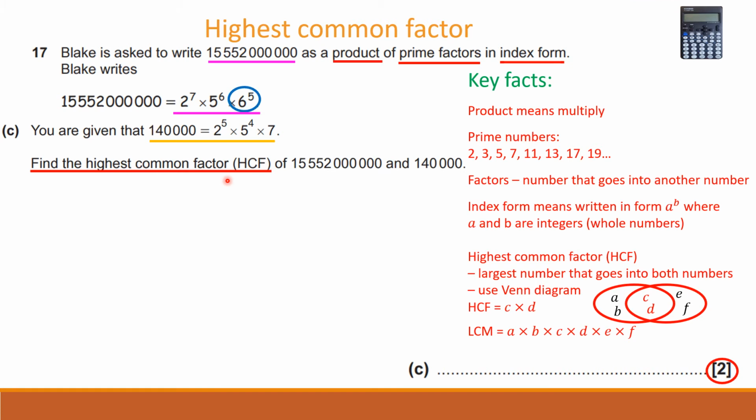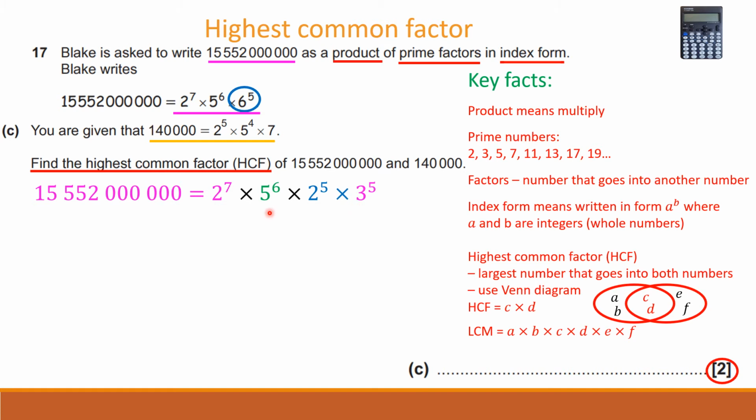So we're going to start off by looking at 6 to the power of 5. Now we know 6 is the same as 2 times 3, and we can put that in brackets, and both of those numbers need to go to the power of 5. So we can see that 15,552 million is the same as 2 to the power of 7 times 5 to the power of 6, which was given to start with. And then the 6 is the same as 2 times 3, but both of these have got to be to the power of 5. You can see my previous videos on how to split this out quicker.